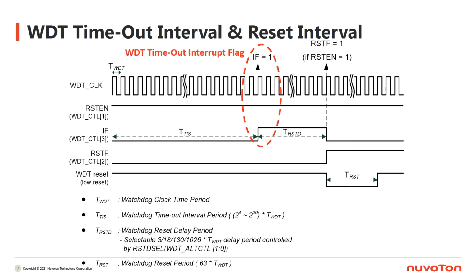During the delay period, if there is no action to reset the WDT counter, it will set RSTF to 1, which means to trigger a reset afterwards. When RSTF is set to 1, WDT will reset the whole system. The reset would last for a period called TRST.